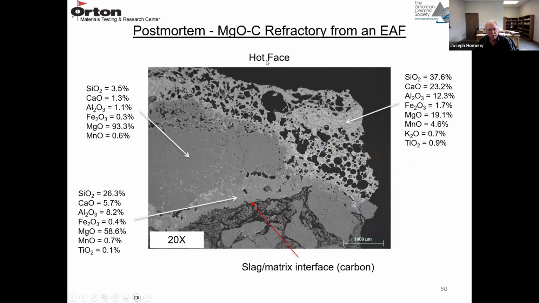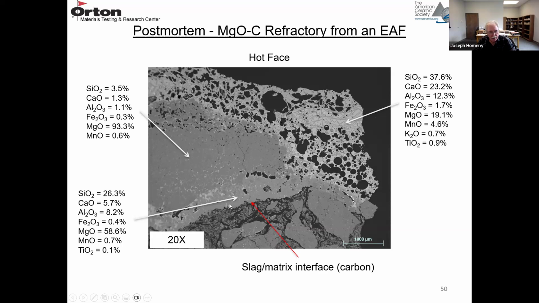So we go to the hot face. So the cold face is your typical MgO carbon composite. There's a slag layer at the hot face. I mean, this is cooled down. It's still very porous. You can see crystals have formed in the slag upon cooling.